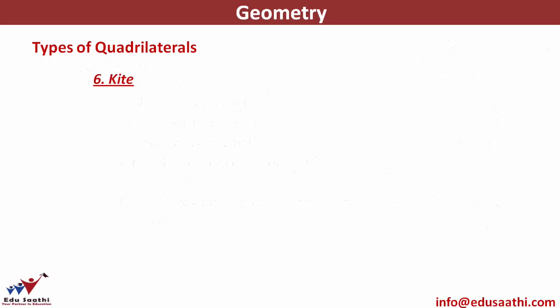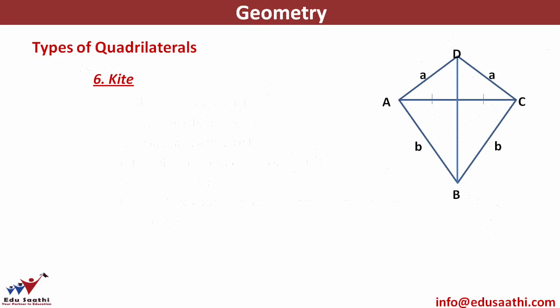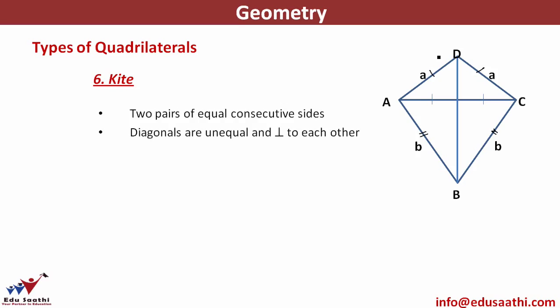The last type of quadrilateral that we look at is the case of kite. The figure looks like this. Adjacent sides are equal in length. 2 pairs of adjacent or consecutive sides are equal in length. The diagonals are not equal and perpendicular to each other. The diagonals are not equal, but they are perpendicular to each other.